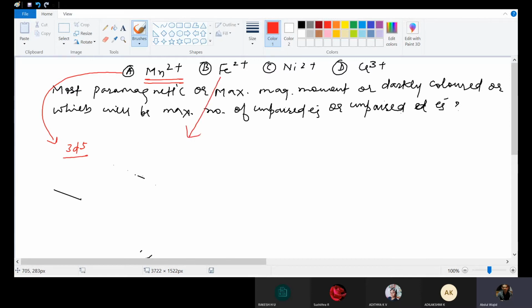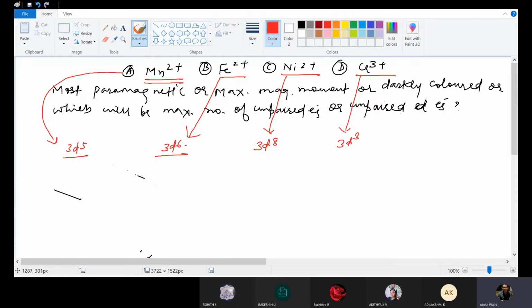And Fe2+ will be having 3d6. Fe is 26, that is 4s2 3d6. After losing 2 electrons from the 4s subshell, it will be having 3d6 configuration only. Nickel is 4s2 3d8. After losing 2 electrons from the 4s subshell, it will be having 3d8 configuration. And Cr is 4s1 3d5. After losing 3 electrons, 1 from 4s and 2 from 3d, it will be having 3d3 configuration only.